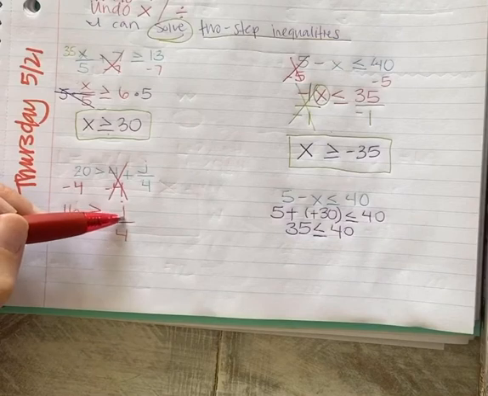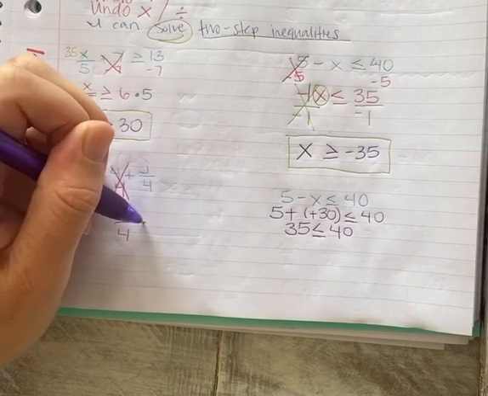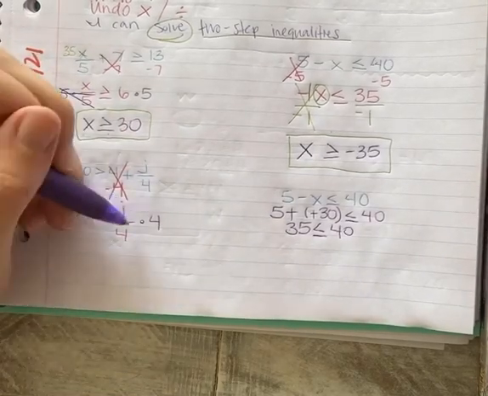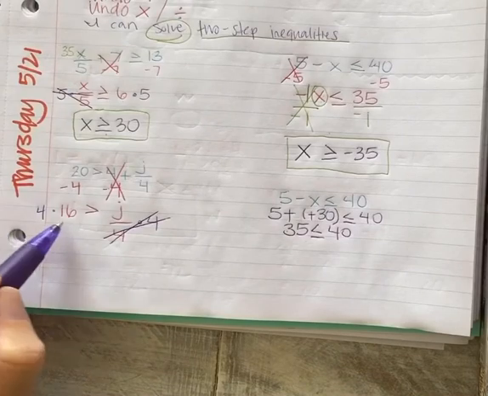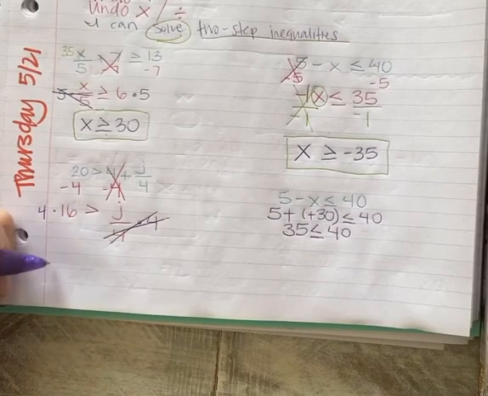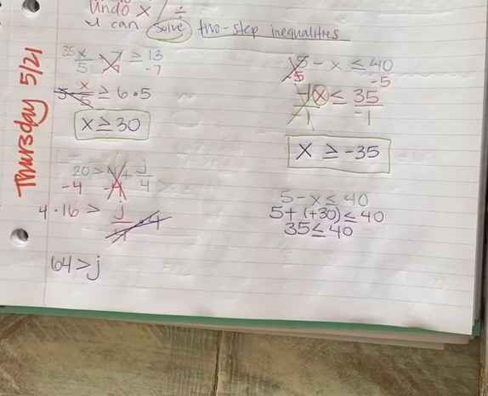j over 4, or j divided by 4. The opposite of dividing by 4 would be to multiply by 4. Got to do it to both sides. These cancel out. 16 times 4, let's see, 15 times 4 is 60, so that'd be 64. 64 is greater than j, or j is less than 64.